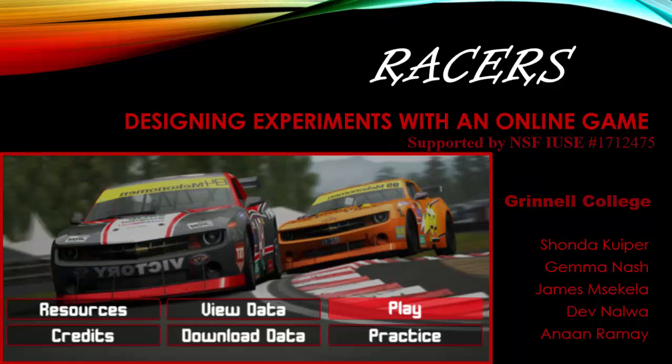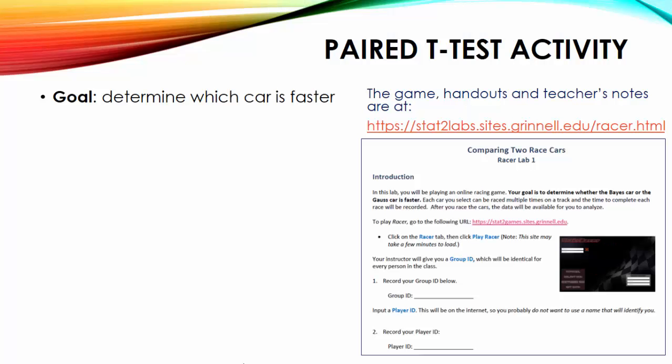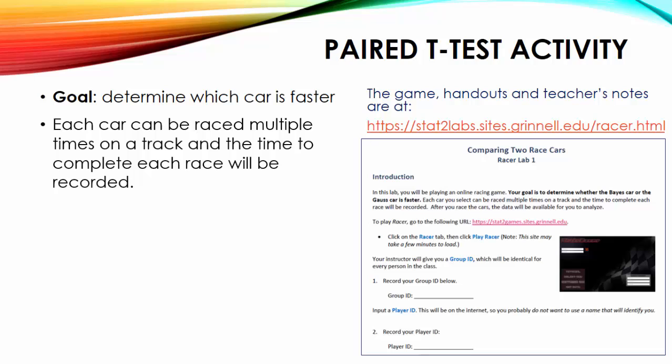In this presentation, I'm going to describe to you a freely available online game and corresponding lab activity. We will focus on conducting a paired t-test. The goal is simply to determine which car is faster. As students can see in the corresponding lab handout, they are going to race two cars, one called Bayes and one called Gauss, and determine which is faster.